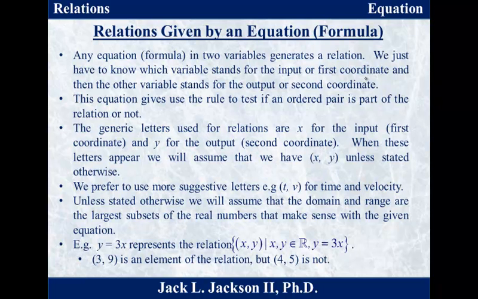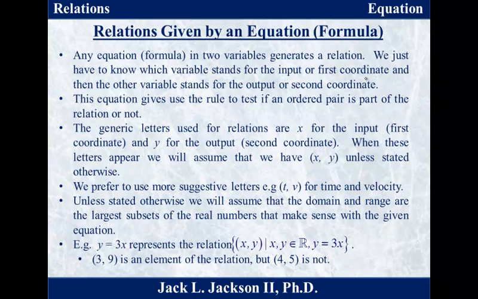So, for example, when I write y equals 3x, that means I'm looking at the set of ordered pairs of the form x comma y such that x and y are real numbers, and y equals 3 times x. In this case, there's nothing in the formula that would prohibit using all the real numbers for x's and all the real numbers for y's, so the domain and the range are both the entire set of real numbers.